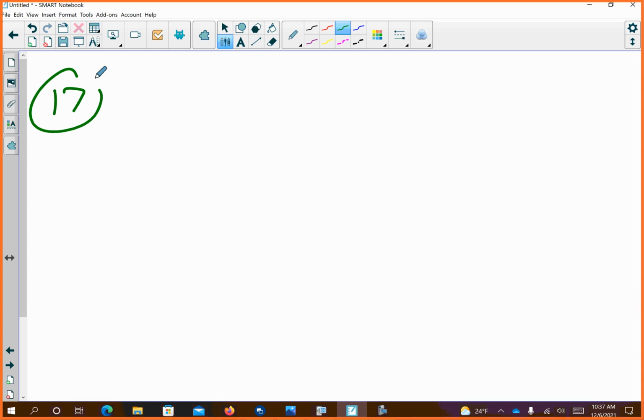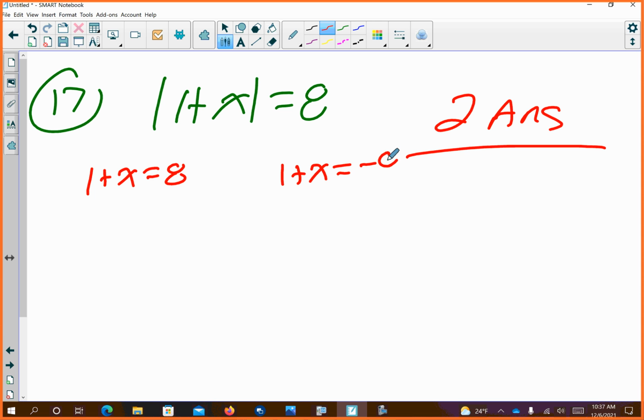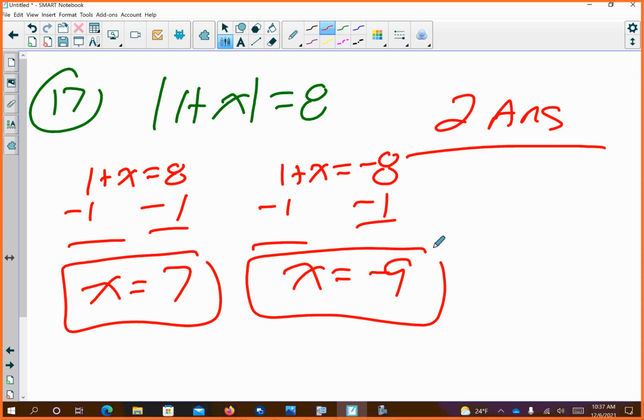Number 17 is done the same way. The absolute value of 1 plus x equals 8. Again, there's going to be 2 answers. So I have 1 plus x equals 8. So it's the same problem, just no absolute value. And then 1 plus x equals negative 8. Solve each. So 7 and negative 9 are my answers, which looks like answer B.